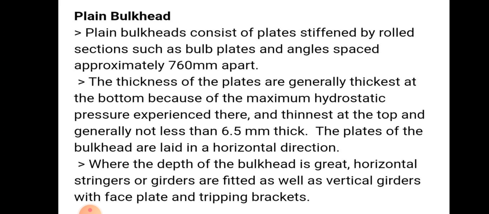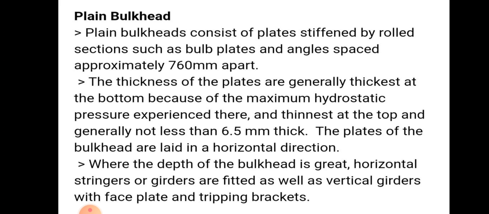So, a plain bulkhead consists of plates stiffened by rolled sections, such as bulb plates and angles, spaced approximately 760 mm apart. Thickness of the plates is generally thickest at the bottom because of maximum hydrostatic pressure experienced there, and thinnest at the top, generally not less than 6.5 mm thick. The plates of the bulkhead are laid in horizontal direction.